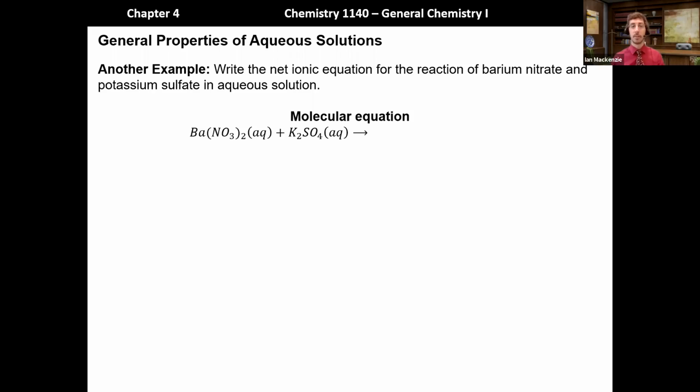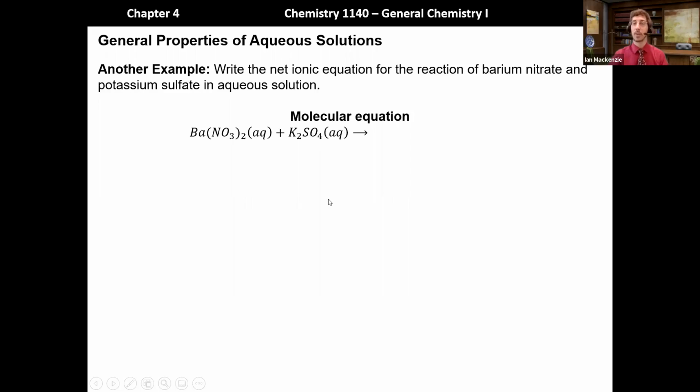So first off, the balanced molecular equation. Nitrates are soluble, so barium nitrate, we write that out. It must be soluble, so it has the AQ symbol after it. Sulfates are soluble unless it's one of our exceptions, which potassium is not. And so potassium sulfate is soluble, so we write AQ after that.